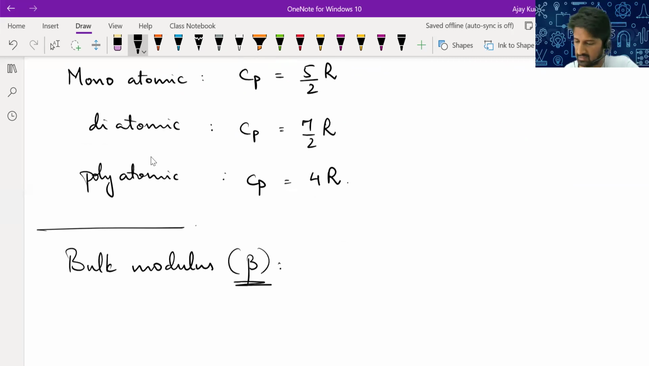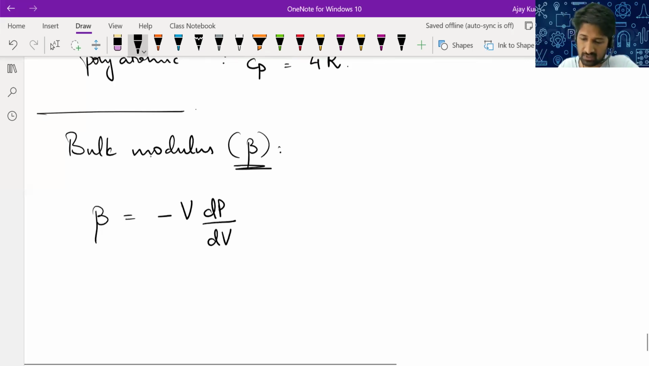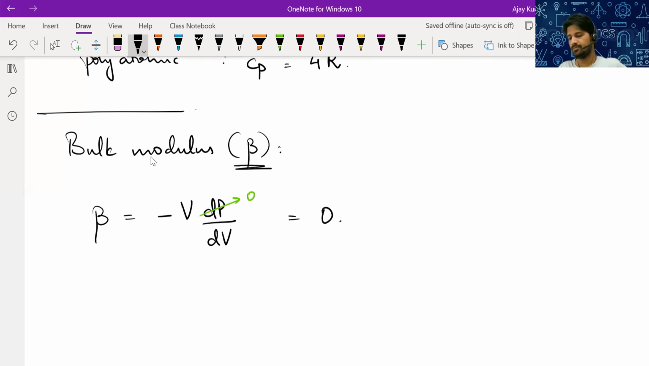Bulk modulus of an ideal gas undergoing isobaric process. Bulk modulus generally by definition is minus V dP by dV. Now, in an isobaric process, pressure does not change. If pressure does not change, change in pressure will be zero. Volume changes. Temperature and volume will change, but pressure won't change. So if that is zero, the bulk modulus is zero in an isobaric process.